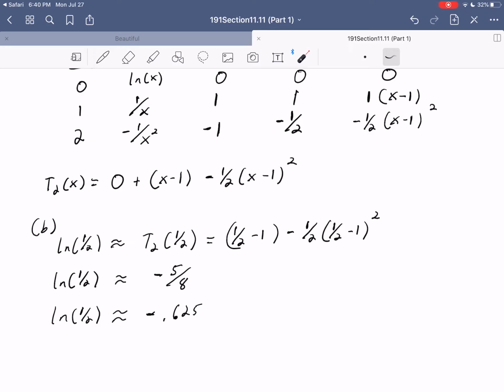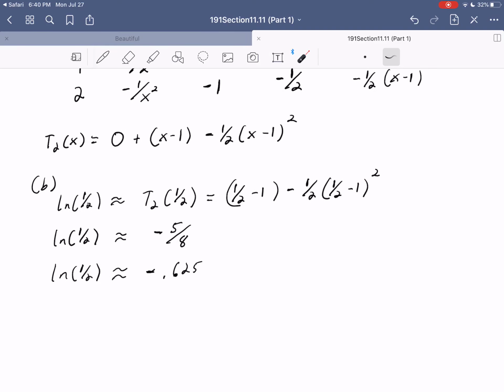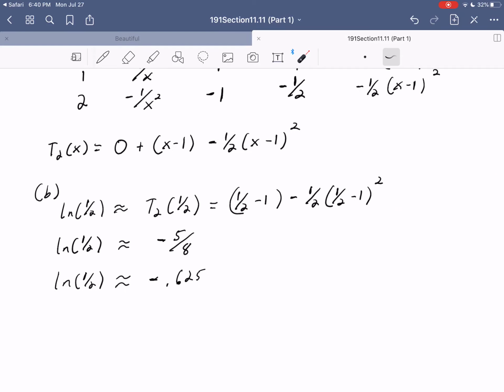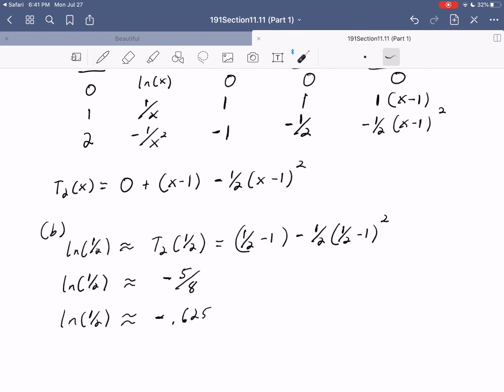Now again, we don't expect that to be super accurate because we only did T2, but you can sort of see the power of this, right? If you wanted to figure out ln of 1/2 to a good degree of accuracy, you just need to extend this polynomial, do a few more derivatives, plug in 1/2, and then you can just do it via basic arithmetic.